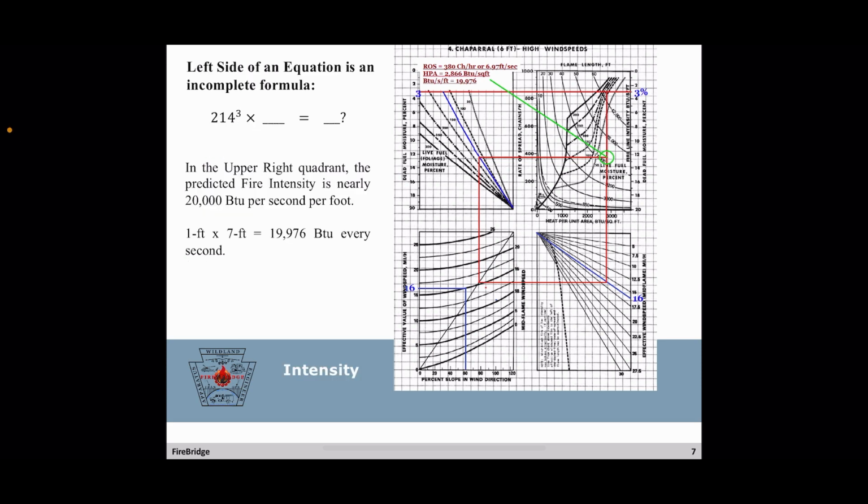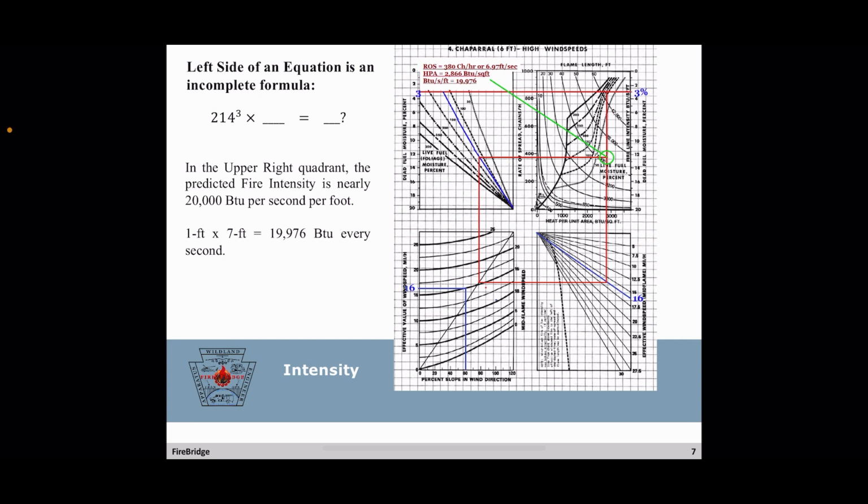Now, typically the intensity, once we get the intensity, I've always understood that to be half of an equation, the left side of the equation, if you will. And the left side of an equation is an incomplete formula because you don't know what the answer is. In other words, we can have a fire that says, oh, well, we've got 450 million BTUs per second going up. What does that really tell us? That's the whole point here.